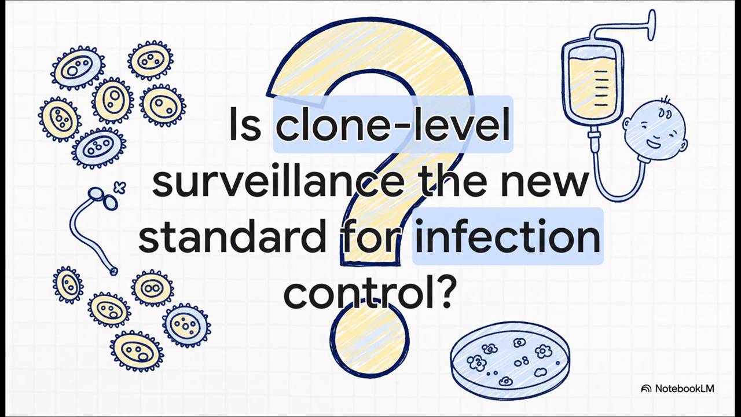Which really brings us to a huge, forward-looking question, doesn't it? The whole story of Staphylococcus capitis and this one dominant clone, NRCS-A, has taught us a powerful lesson. Just identifying the species isn't going to cut it anymore. So looking ahead, especially in these ultra-high-risk environments like the NICU, is it time to make clone-level surveillance the new standard of care? Is that what it's going to take to get ahead of these hyper-adapted bugs?